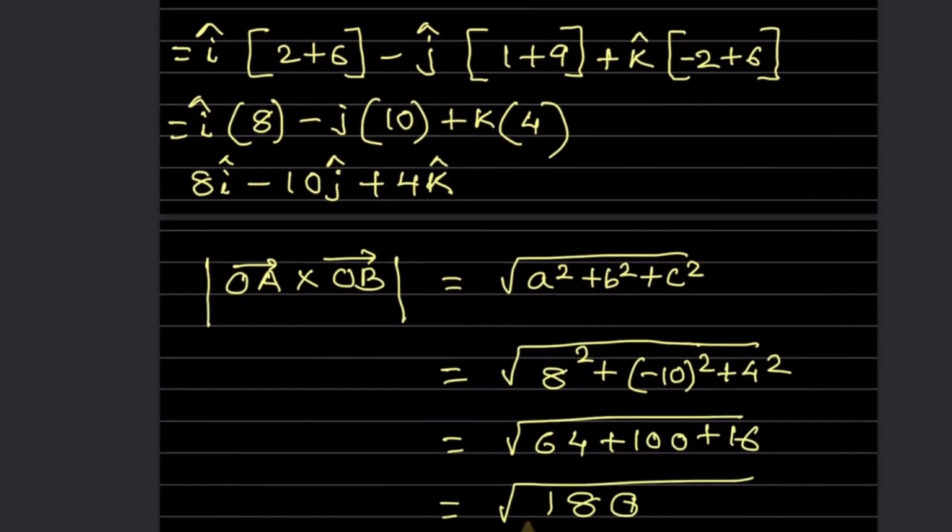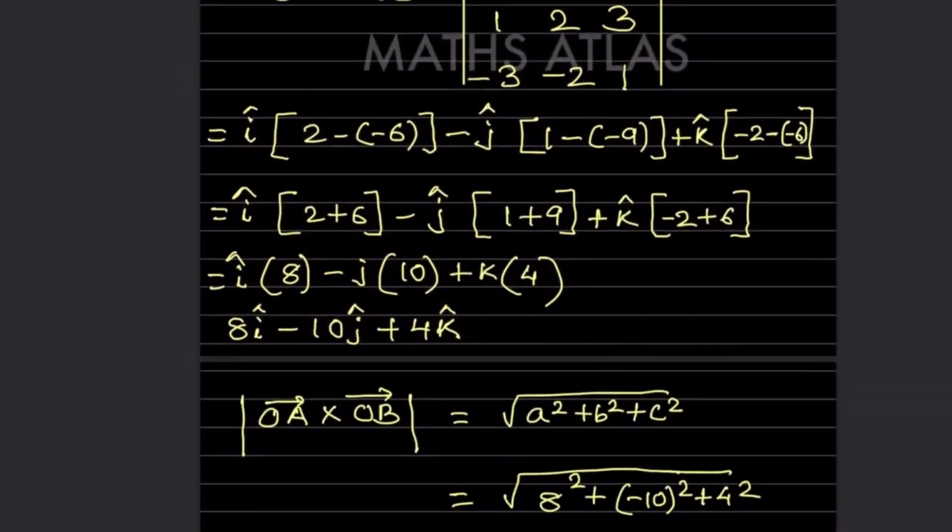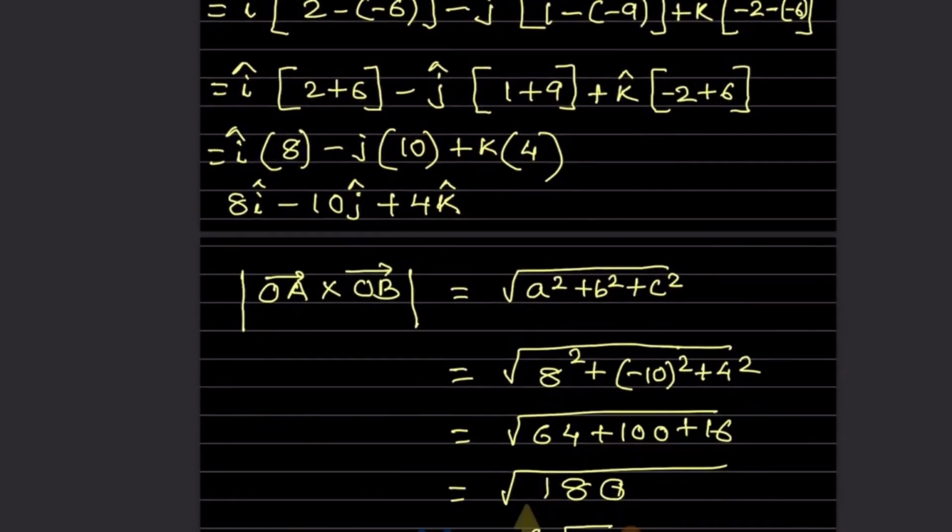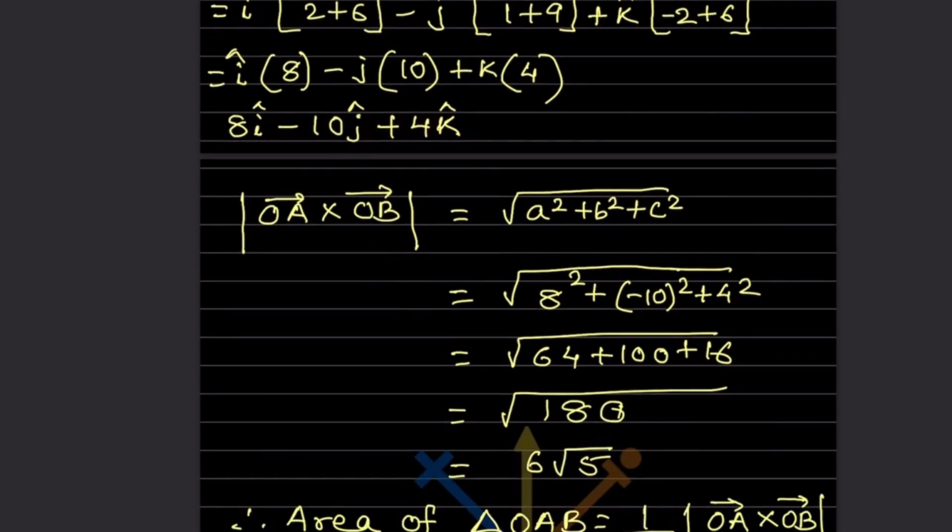So now you will take here again, what are you going to do? You will multiply this one OA into AB, that is root of a square plus b square plus c square. So now consider this as a, this as b and this as c. So root of this one: 8 square plus minus 10 square, and this is going to be 4 square. So now this is going to be 64 plus 100, that is minus 10 square, and this is 16. So you will get here 180.